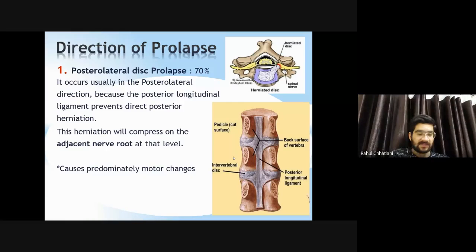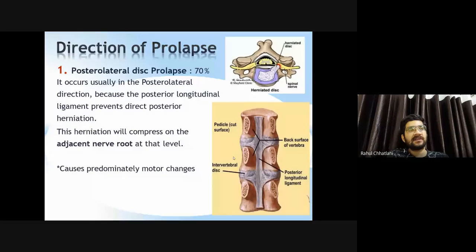Now direction, as we talked about, in which direction it can move. Yes, so first is most common, posterolateral, that is 70%. It occurs in the posterolateral direction because the posterior longitudinal ligament prevents direct posterior herniation. It cannot go directly posterior, because the ligament is there to hamper it, so it will go posterolateral.